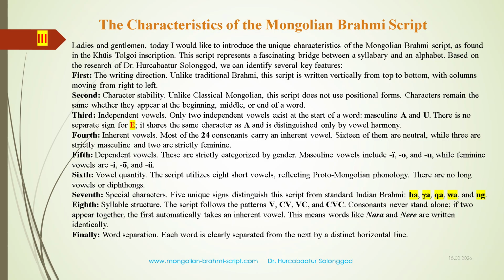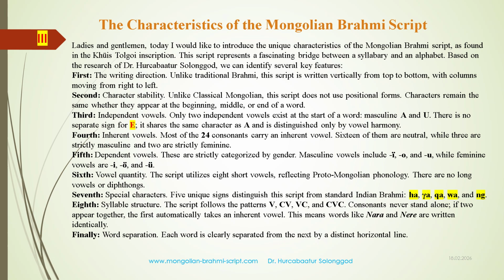First, the writing direction. Unlike traditional Brahmi, this script is written vertically from top to bottom, with columns moving from right to left. Second, character stability. Unlike classical Mongolian, this script does not use positional forms. Characters remain the same whether they appear at the beginning, middle, or end of a word.